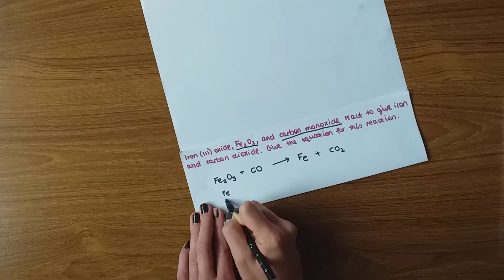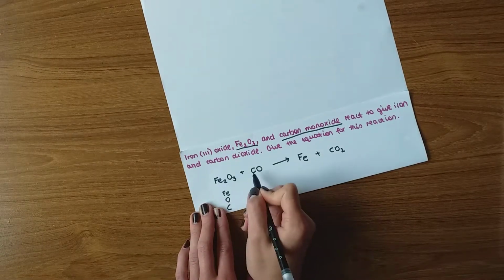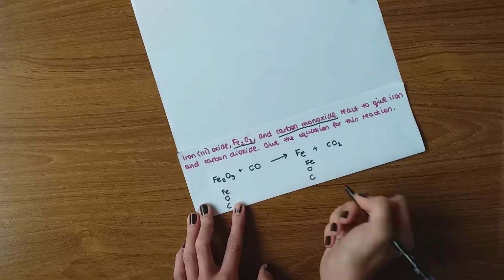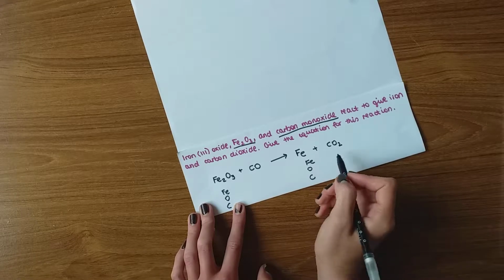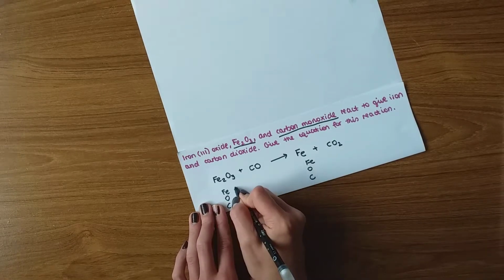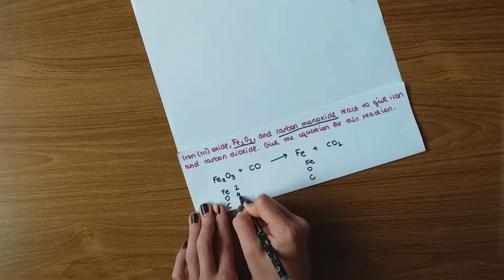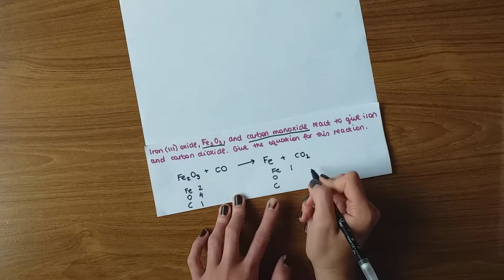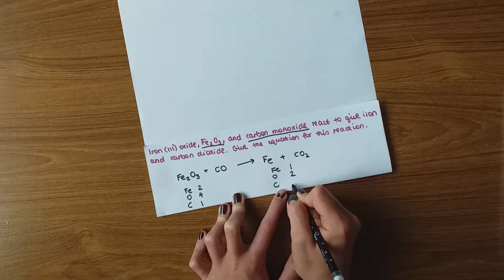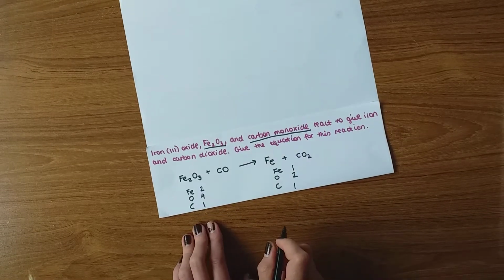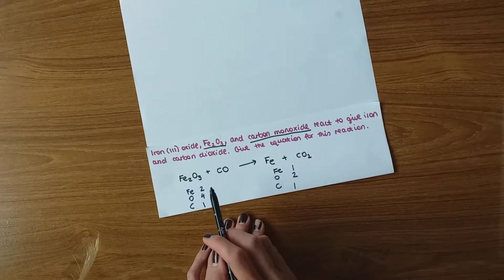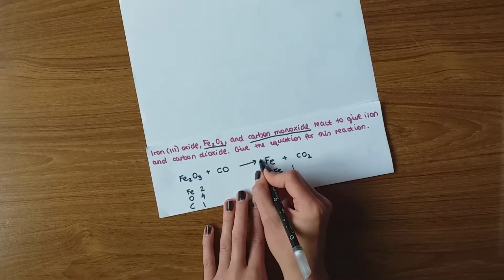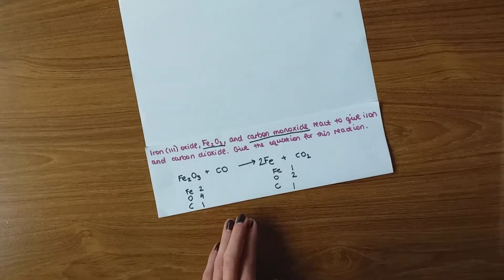So we can write Fe, O, and C, because these are the three elements present on the left-hand side, and Fe, O, C because these are the ones present on this side. They should be all the same. So there's 2 irons, 4 oxygens, 3 and 4, and 1 carbon. And on this side we've got 1 iron, 2 oxygens, and 1 carbon. So let's focus on the irons first. There are 2 irons there and only 1 iron here, so we basically just put 2. So we've got 2 irons on either side.